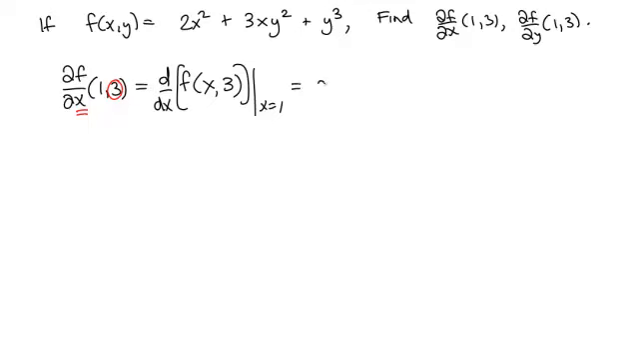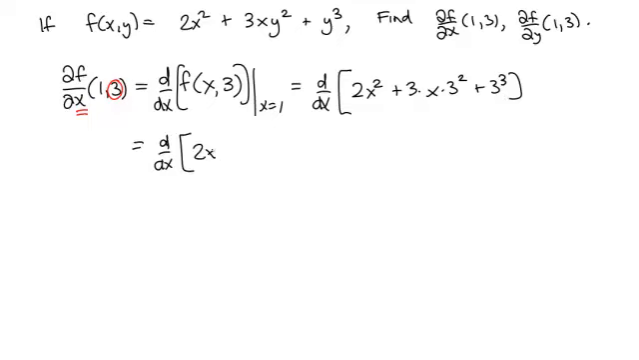So that means we're going to take the derivative of, well, let's see. If I replace 3 into my formula here, I'm going to have 2 times x squared plus 3 times x times 3 squared plus 3 cubed. So that means I'm going to have to take the derivative of 2x squared plus 27x plus 27, and then I'll plug in x equals 1.